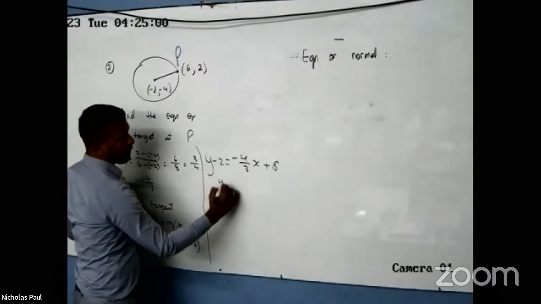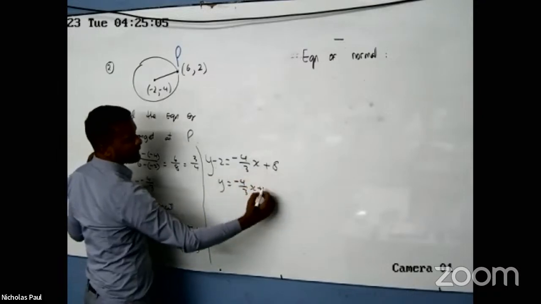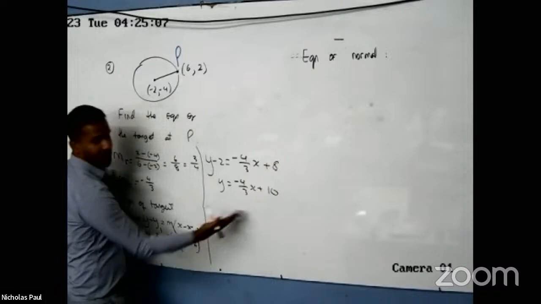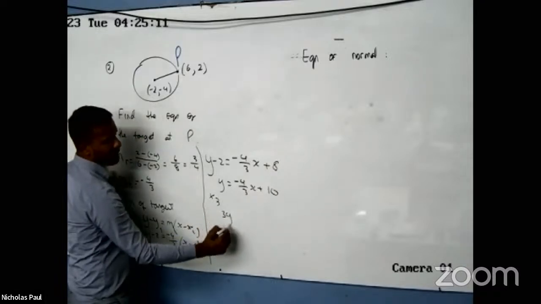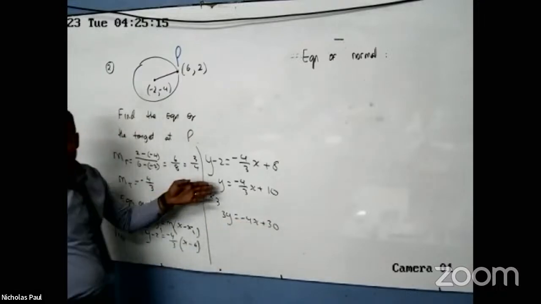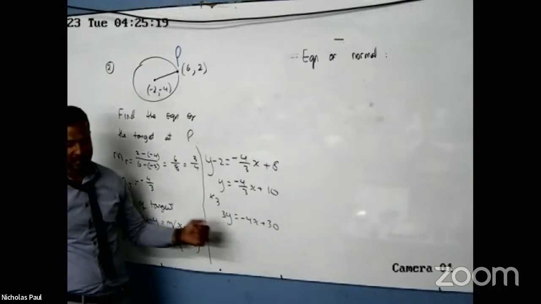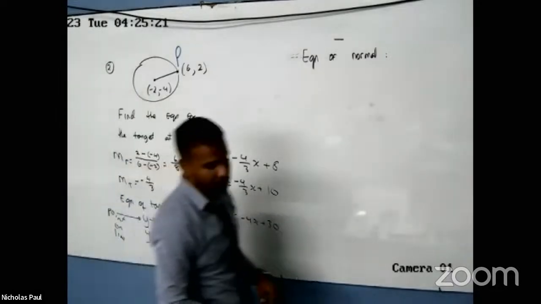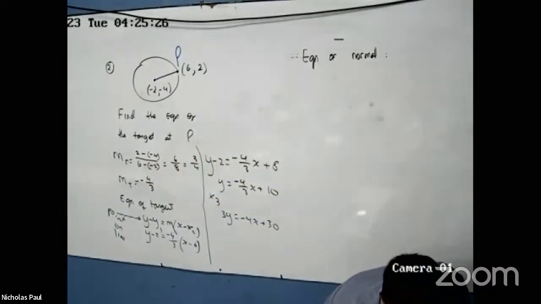So when you work this out, you'll get y is equal to minus 4 over 3 x plus 2 plus 8, which is 10. It's a good habit to make it look nice. So multiply by 3. 3y is minus 4x plus 30. This is not wrong, right? But this is sometimes easier, like if you have to solve simultaneously after. Next part. Let's take a look at the normal.